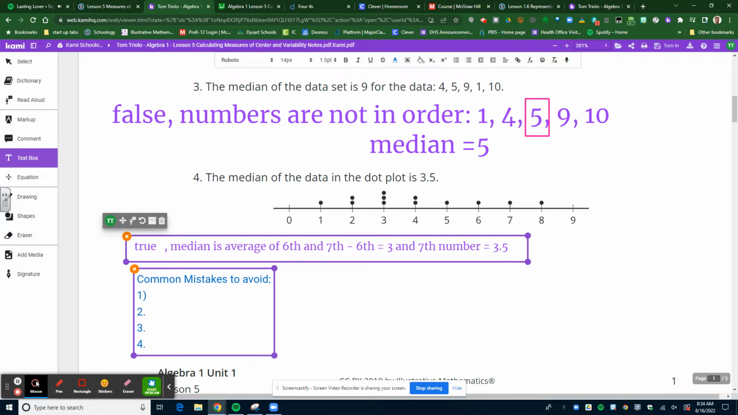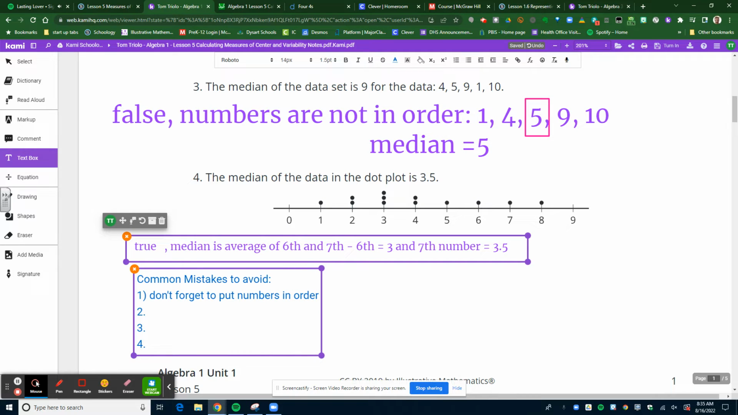All right. So what's a mistake we should avoid? What's a boo-boo? I'll give you a hint. Look at number 3. Put them in order, okay? Common mistake. Don't forget. Put them in order. Don't forget. Put numbers in order, okay.